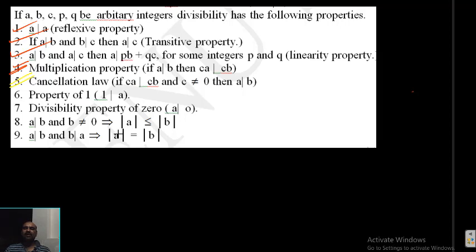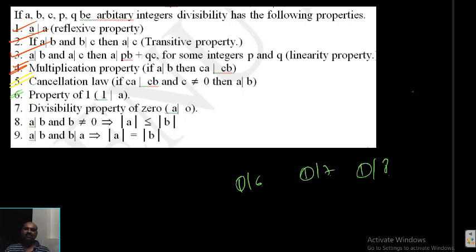Next, the property of 1. It's easy. 1 divides 6, 1 divides 7, 1 divides 8. What is the inner meaning? 6 is divisible by 1, 7 is divisible by 1, 8 is divisible by 1. What is the meaning of that? 1 is the factor of every number.